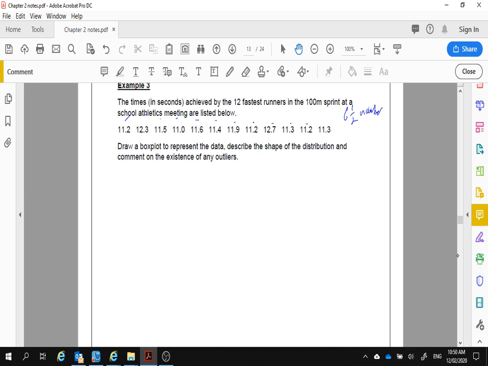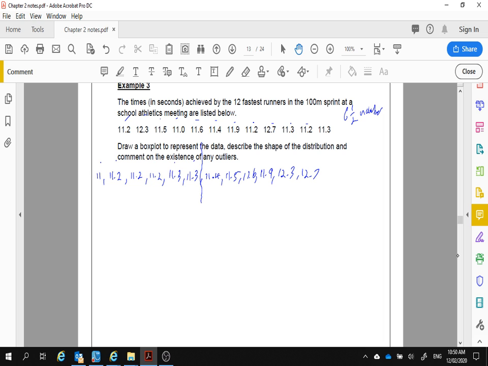So I have 11, 11.2, 11.2, and 11.2. I have 11.3 twice, 11.4, 11.5 and 11.6, 11.9, 12.3, and 12.7. So it's the 6.5th number, 1, 2, 3, 4, 5, 6.